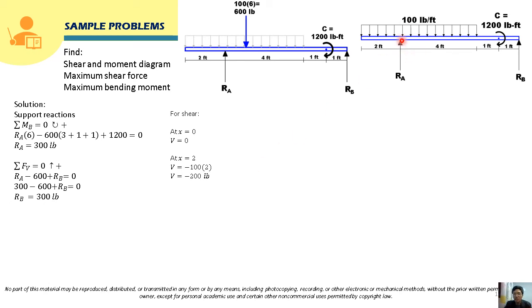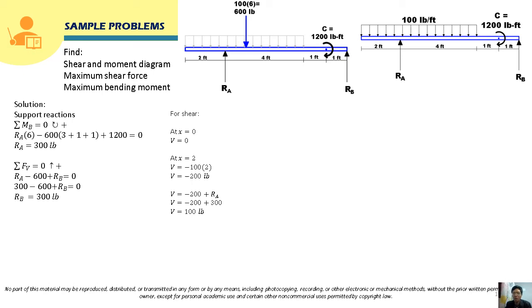But class, here at x equal to 2, there's also an upward reaction force. So the shear here will become negative 200 plus this reaction force. Since this is upward, it will be positive. The reaction at A is 300. So the shear here will become negative 200 plus 300, and that is 100 pound.